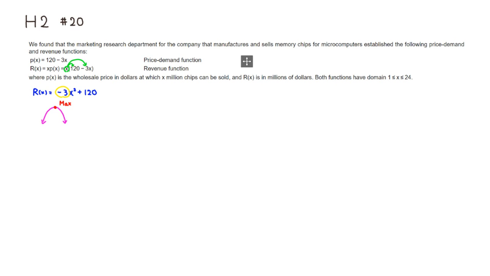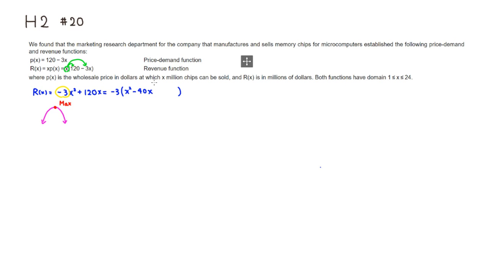Let's rewrite it in vertex form. R of x: the first thing is I'm going to factor out the negative 3 from those terms. So we have x squared, and if you factor negative 3 from 120, it would be negative 40. Then I'm going to give a little bit of room there. Actually, I forgot the x there, so x has to be there.